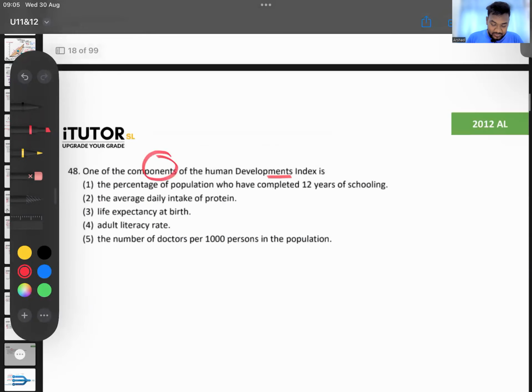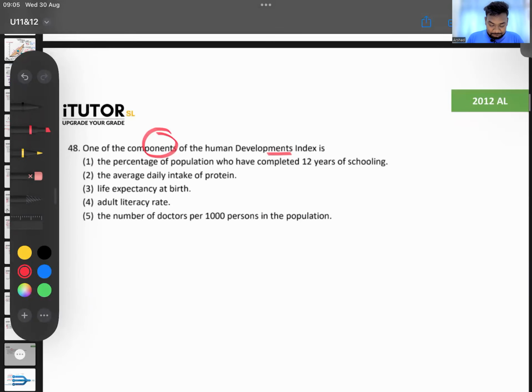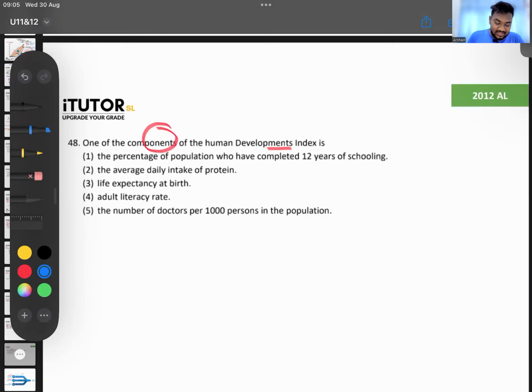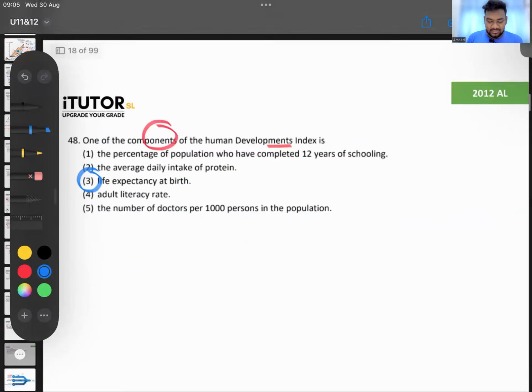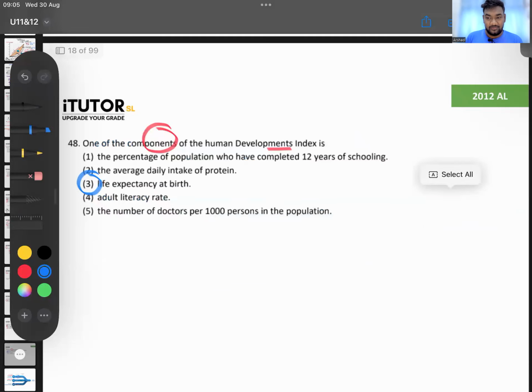So which one? Life expectancy, right? Number 3 here, life expectancy is here. Out of these, they are asking which one is a mistake. These are indicators, so you all need to know. It's not a hard question. It's a very easy question if you know your basics of unit number 11 and 12.